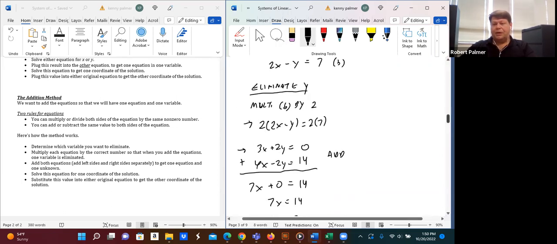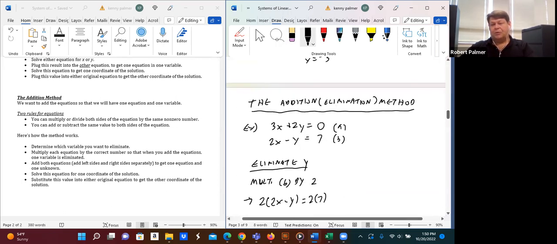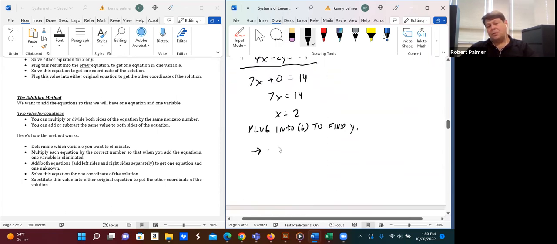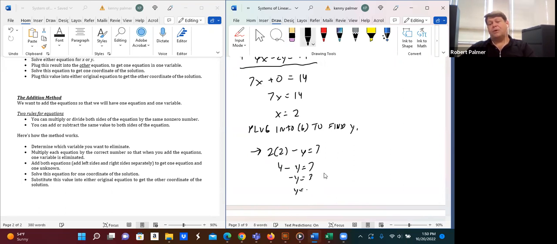Or you can plug in either equation. So plug it into equation B as we just did before. And so that's going to be 2 times x, which is 2, minus y is equal to 7. So I get that 4 minus y is equal to 7. Then subtract 4 from both sides. Negative y is equal to 3. And so y is equal to negative 3.